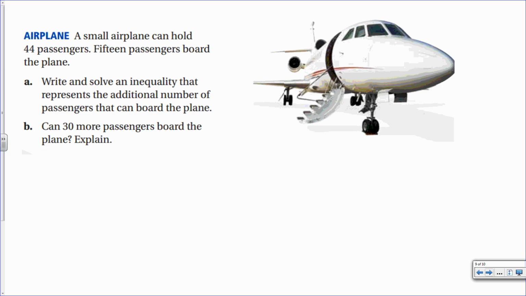Now here's a story problem. A small airplane can hold 44 passengers, and 15 passengers board the plane. So it says on part A, to write and solve an inequality that represents the additional number of passengers that can board the plane. Now this is not on your notes, but I'd like to look at it. The most passengers that can board is 44, so everything else can't be greater than that, so it's got to be less than or equal to the 44. So I'm trying to figure out how many more passengers could, and it says to write an inequality, so don't just solve it and subtract and say the maximum number, but I know I have 15 already, and I can add some more. I don't know how many more, so I'll use x. And I know that number has to be less than or equal to 44, so that would be your inequality that you would use here.